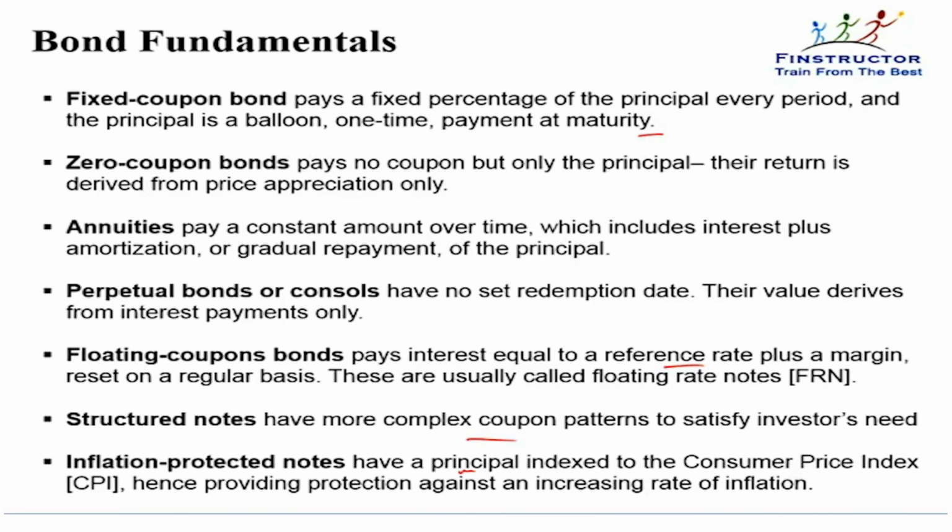So as inflation goes up, the par value of these bonds goes up. Automatically the coupon will also go up because coupon is a percentage of the par value. If inflation goes down, the par value will go down, so automatically the coupon will also go down. So these are some types. There are many other types of advanced structures also that can be created.